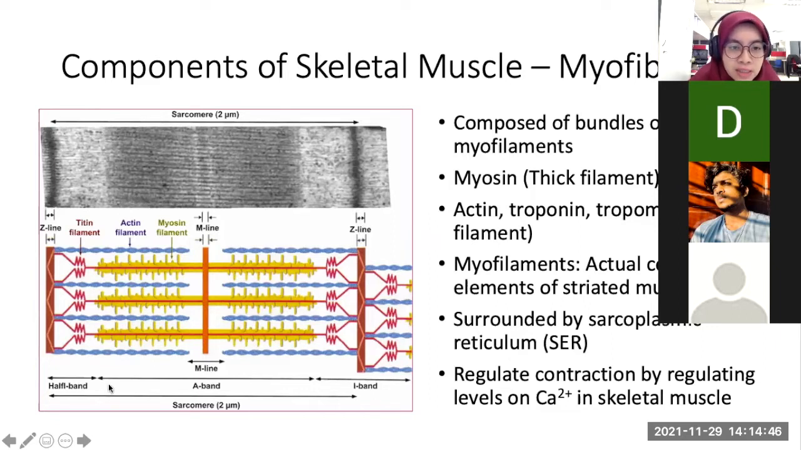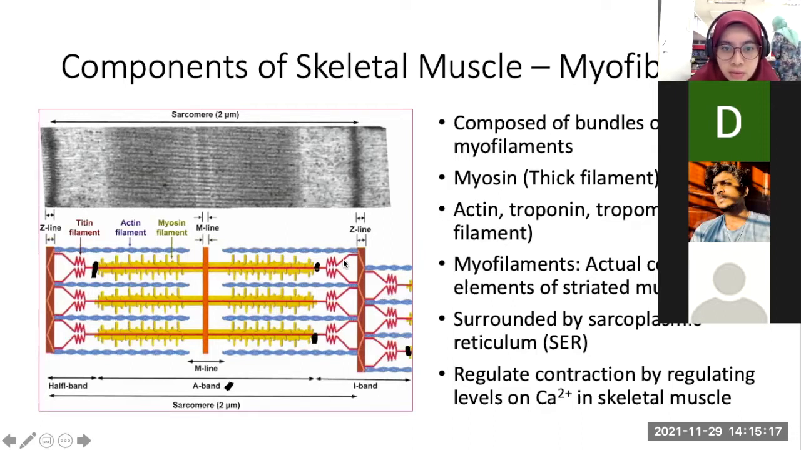This area from one end of the myosin filament to the other end over here, let me annotate this, from this end to this end is what we call the A band. And then we also have the I band, which is from the end of this myosin filament within this sarcomere unit to the next sarcomere unit.